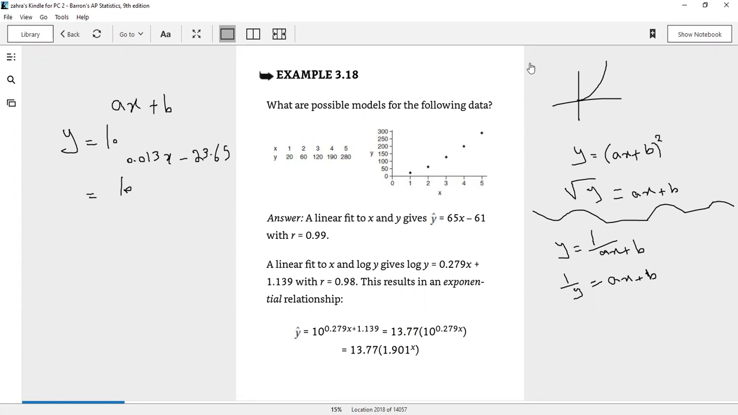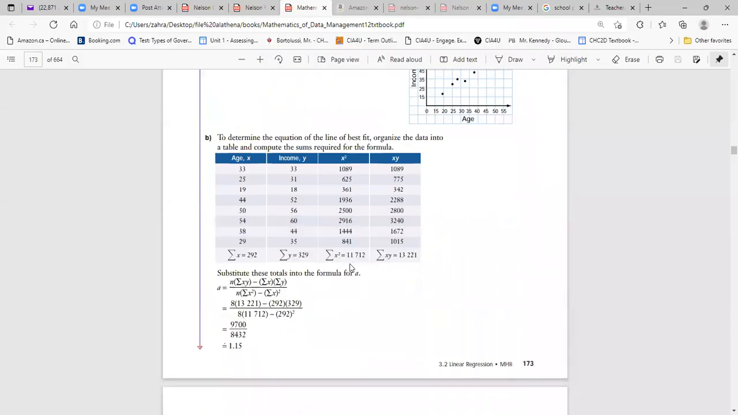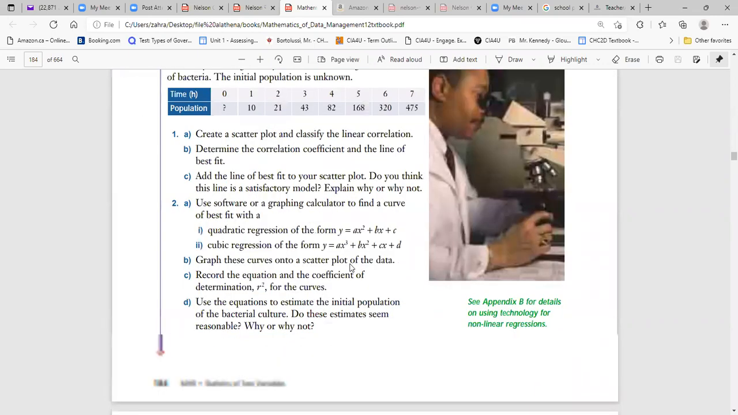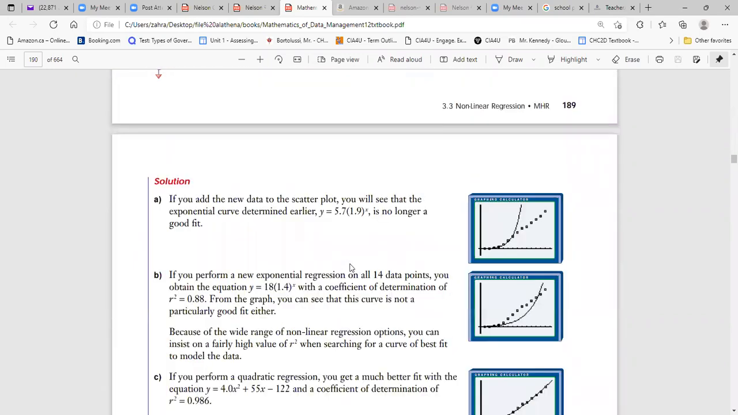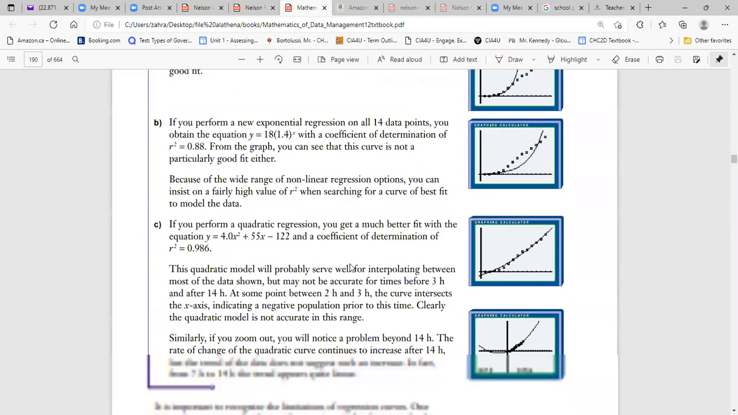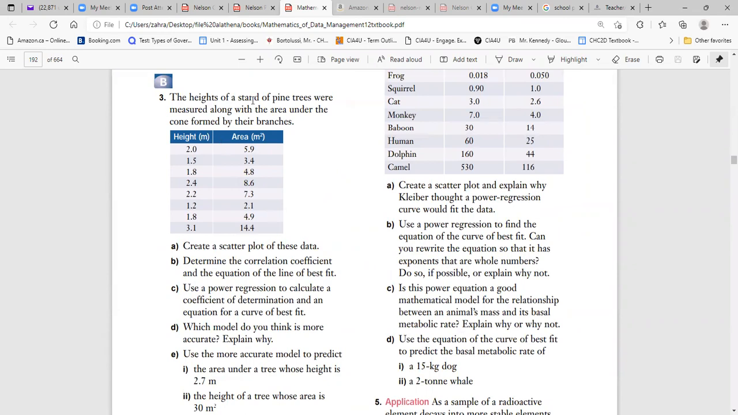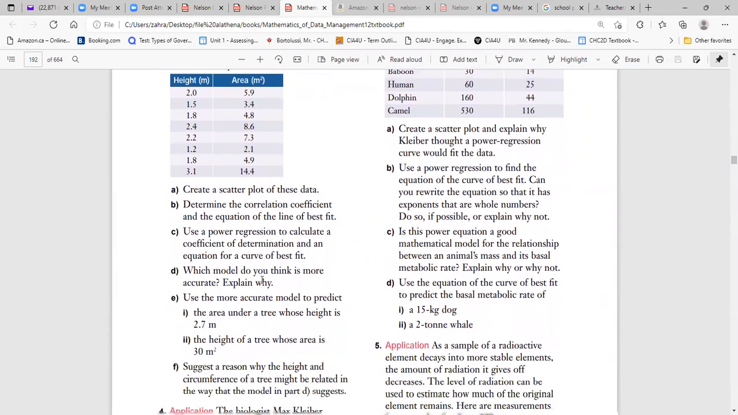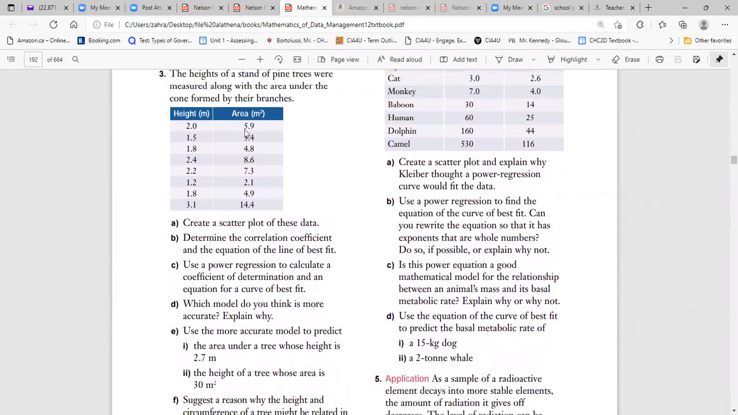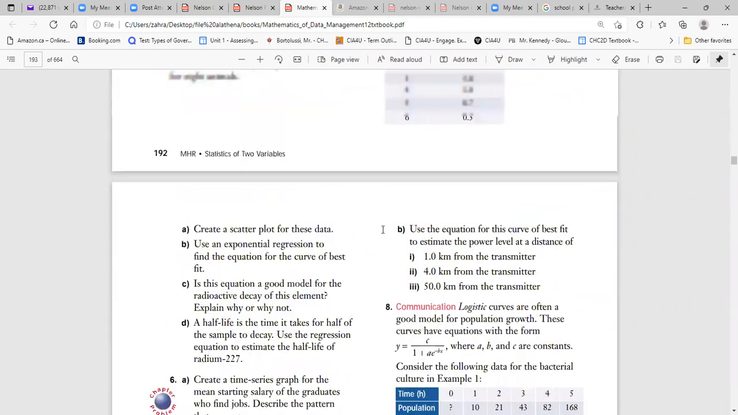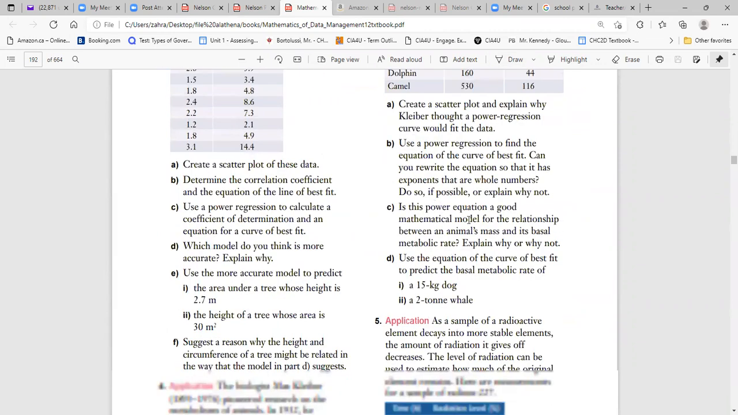Now I'm going to share back to the textbook. Okay, so do the practice for 3.3. I'm asking you this question, question number 3. Create a scatterplot and determine the correlation coefficient. Use a power regression to calculate the coefficient of determination. What model do you think is more accurate? So find a model for this question. That's question number 3, on page 192.